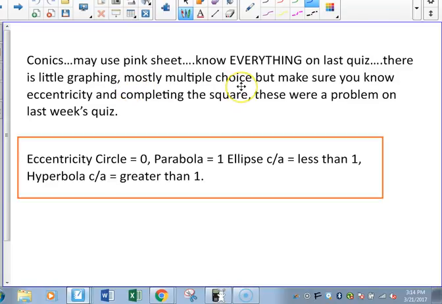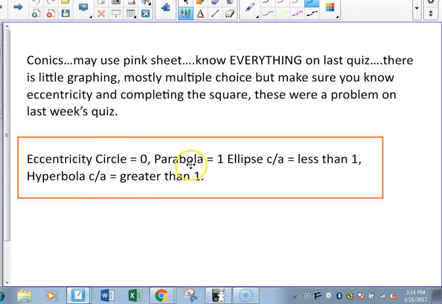Mostly there's some multiple choice questions about conics, but you need to know how to find eccentricity, and you need to know how to complete the square correctly. Didn't go well for some of you last quiz. And it's not like I've ever done one on the board where you had to complete the square, only about 3.875 million of them, right? So I will do more, but I'm just telling you, please get this down. You've got to be able to complete the square. Okay.